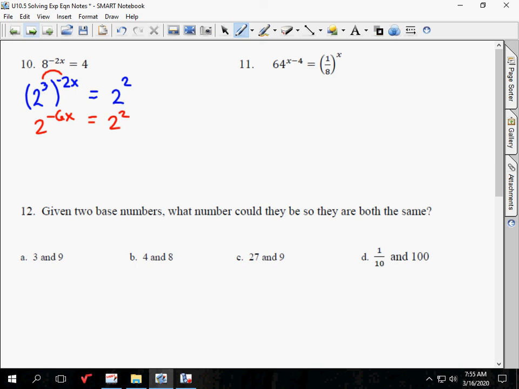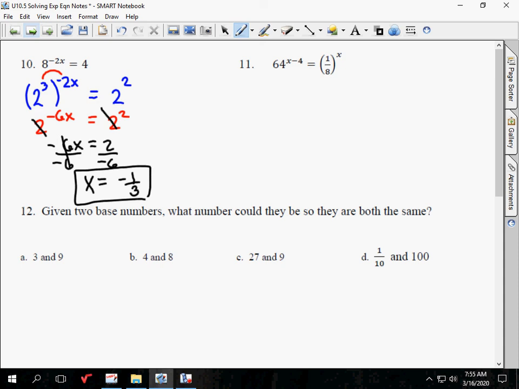And now the bases are the same. Cancel them out. Set the exponents equal. All right, now we'll just get x by itself. We can divide by negative 6. We'll simplify this fraction down. All right, so sometimes you have to make both of them a different number.